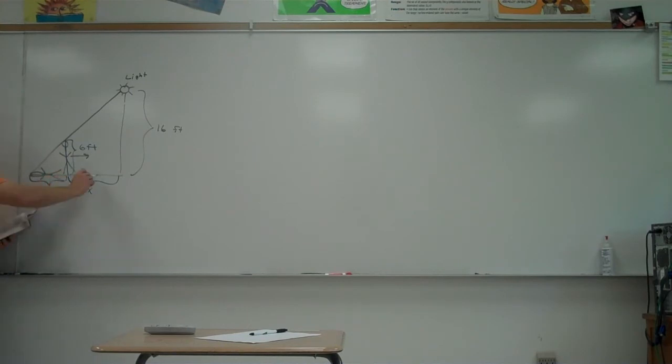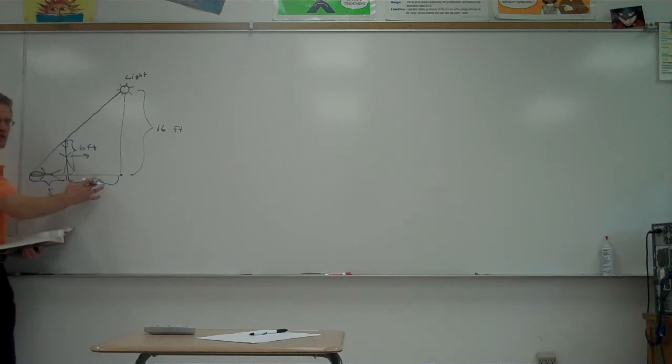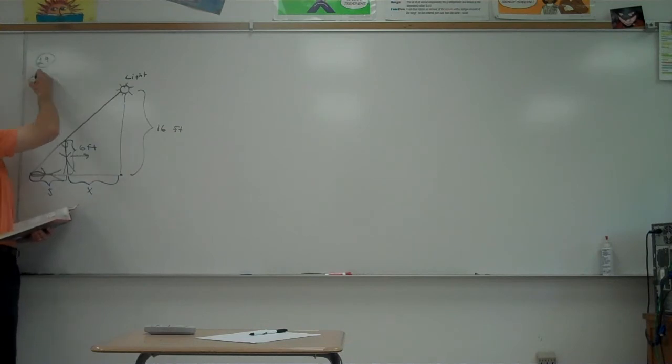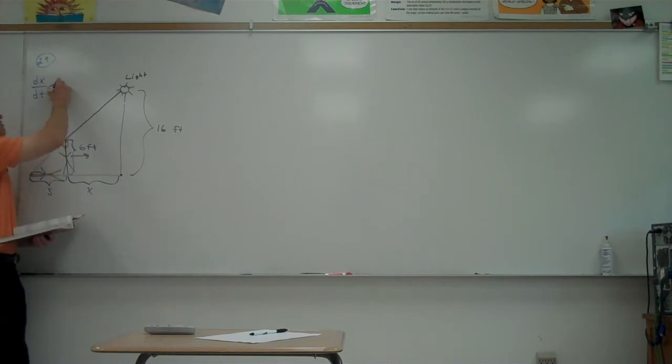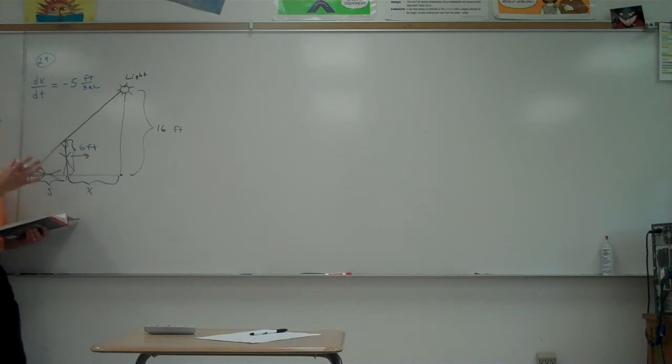So x is the distance he is from the base of the street light, and s is the length of his shadow. Now they're telling us that he's walking at 5 feet per second. So x is getting smaller at 5 feet per second. So we can say, again, this is number 29, that dx over dt, or the change in x with respect to time, would be negative 5 feet per second. Again, it's a negative because this distance is getting shorter. His shadow length is going to get shorter also, so ds dt will also end up being a negative. And we just know that from experience.